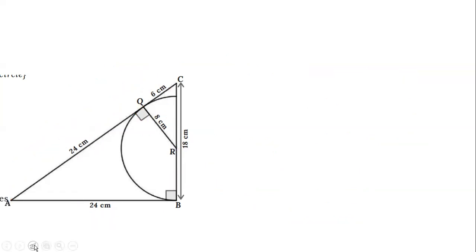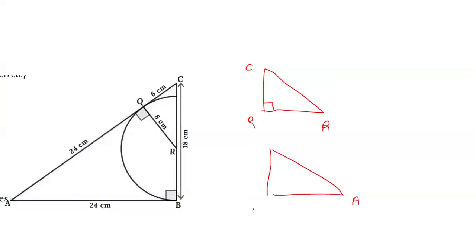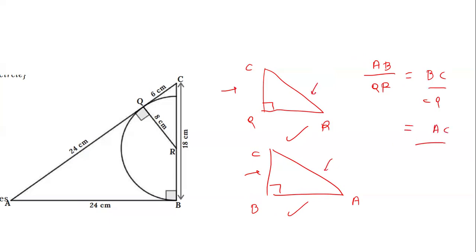Then the ratio of the sides must be the same. So one triangle we have CQR, and the other we have ABC. So AB divided by QR is equal to BC divided by CQ, which is equal to AC divided by CR. Now you put values. What is the value of AB given in the problem? It is 24.